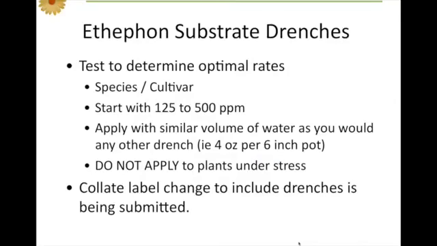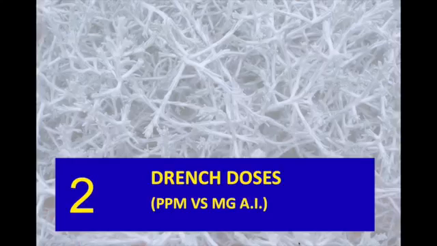So once it's labeled, you're going to have to do some tests to look at optimal rates. There is a lot more variation that goes on as far as the response is concerned based on species and cultivar. Apply a similar amount of water, like on a 6-inch pot, it's very common on a drench to add 4 fluid ounces. You need to follow that. No stress, and the label hopefully will be out fairly soon, so you can use this with your operation.